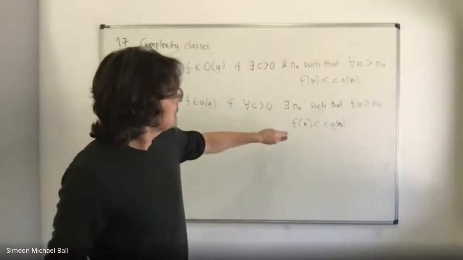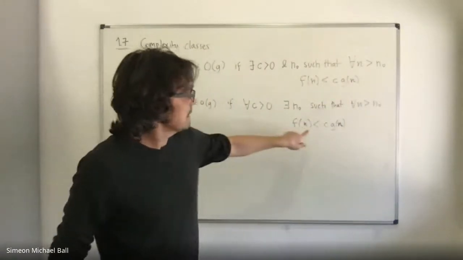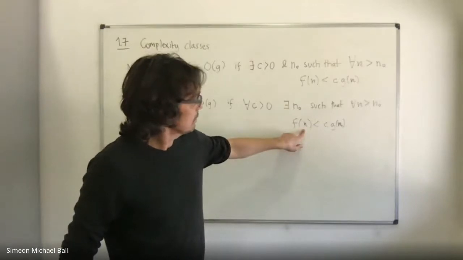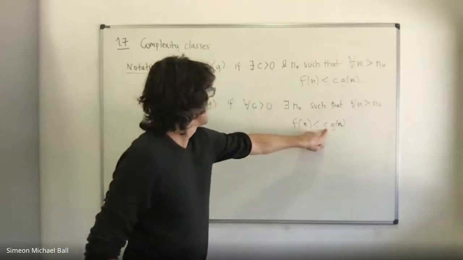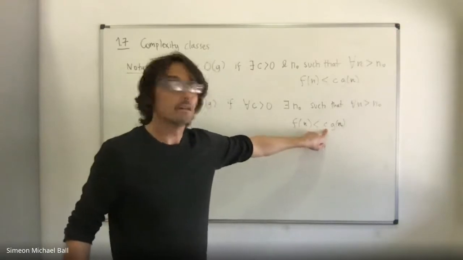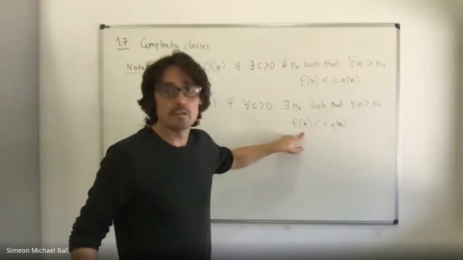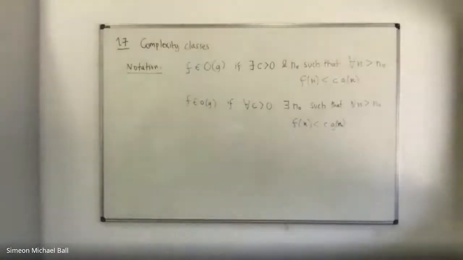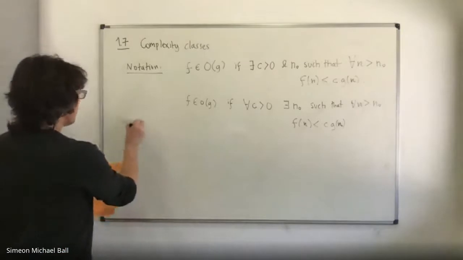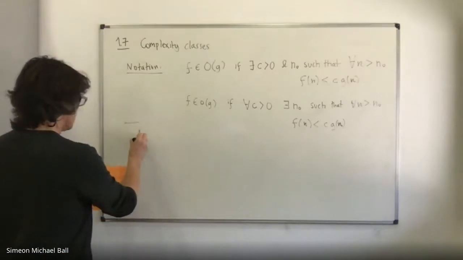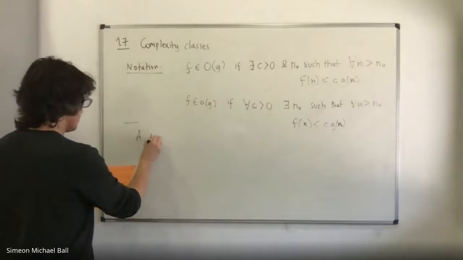So the idea in this case is basically that the quotient tends to 0. You can choose this C as small as you like, and f of n divided by g of n is going to be very small. So let's just give us an idea. I can just talk about different complexity classes.